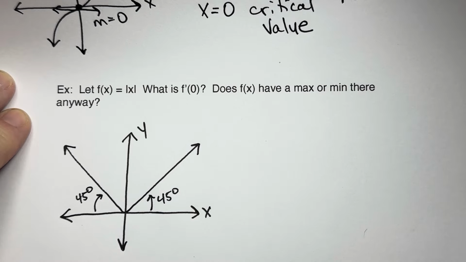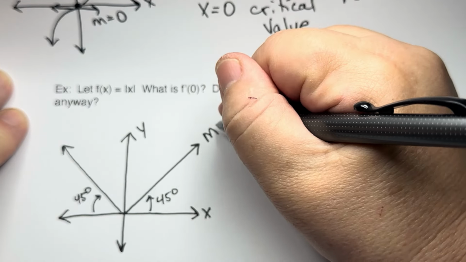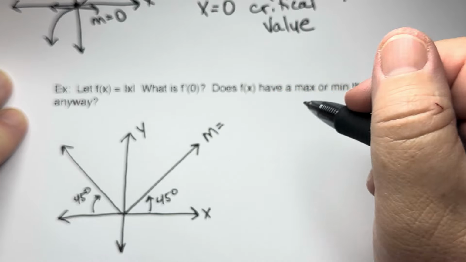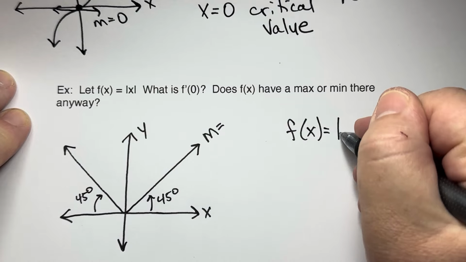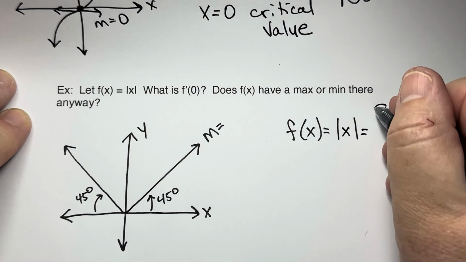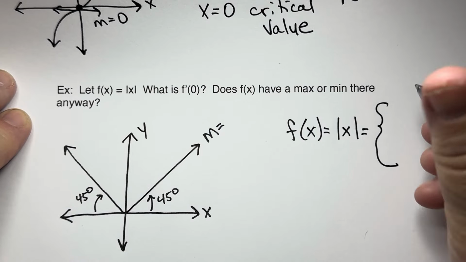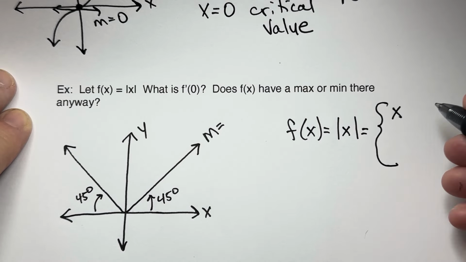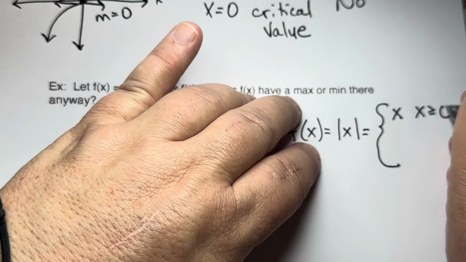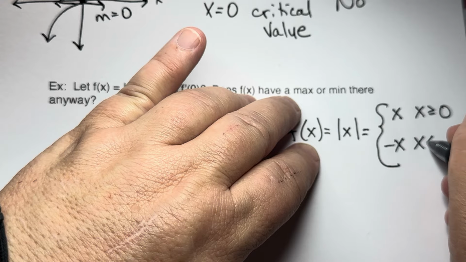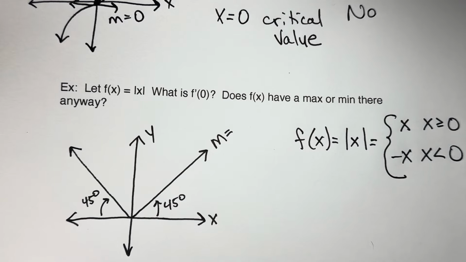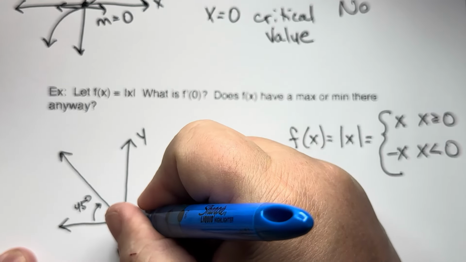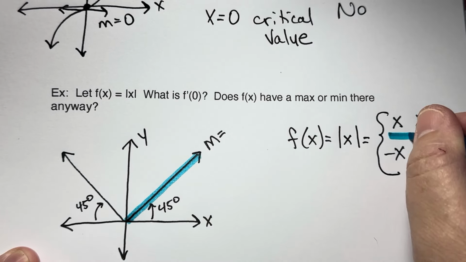So what is the slope over here? If you don't recall, absolute value of x is actually defined as a piecewise defined function. It's x for x greater than or equal to 0, and it's the opposite of x for x less than 0. So if this portion right here, let's call this the blue piece, because I grabbed blue first. This is the blue piece.